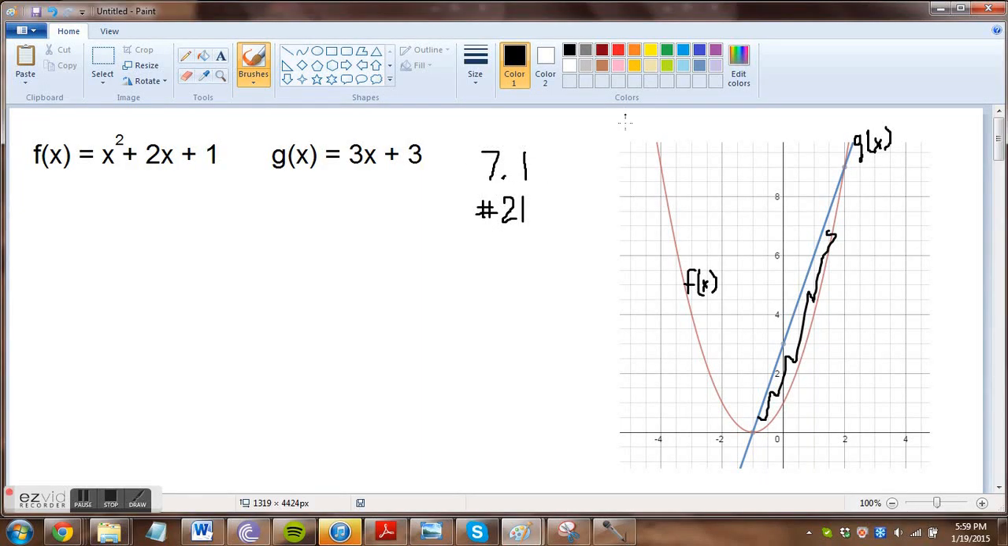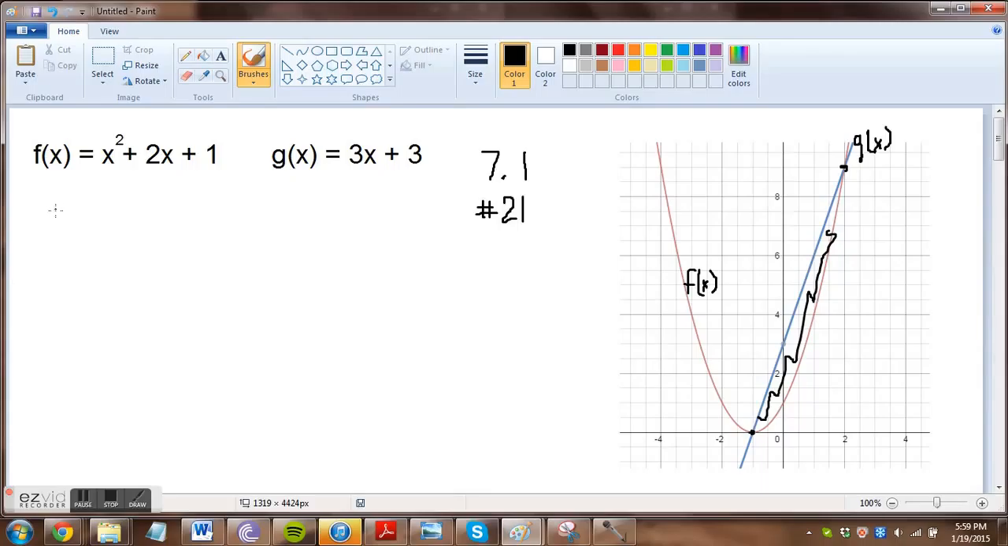Okay, so we're going to be finding the area between the two lines f of x and g of x. f of x equals x squared plus 2x plus 1, and g of x is equal to 3x plus 3. This is problem number 21 of section 7.1. And here we have them already graphed out. The red line is f of x and the blue line is g of x. And as you can see, we're finding the area between the two curves, which is this area right here.